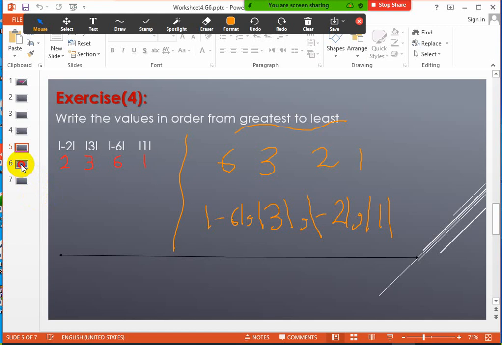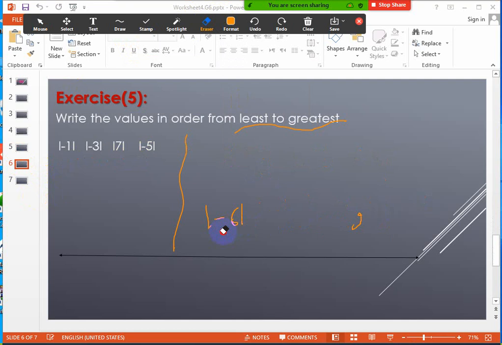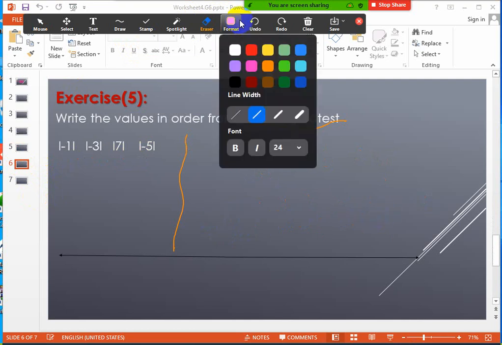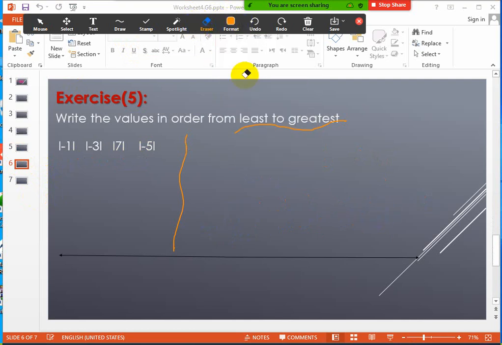Now let's move to the last exercise. Now I want to order those numbers from the least to the greatest. Okay. Now, who wants to answer? Who didn't answer, girls? Saba. Open the mic. Yes, I want you to give me the absolute value for each number.